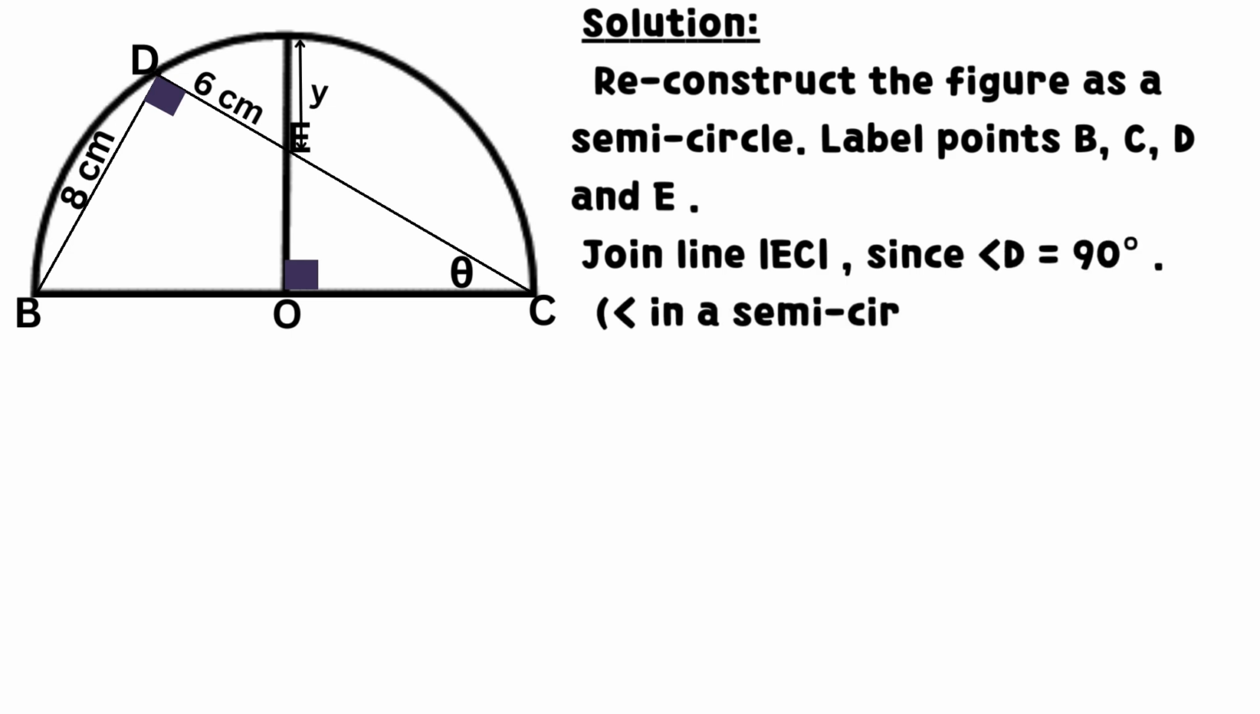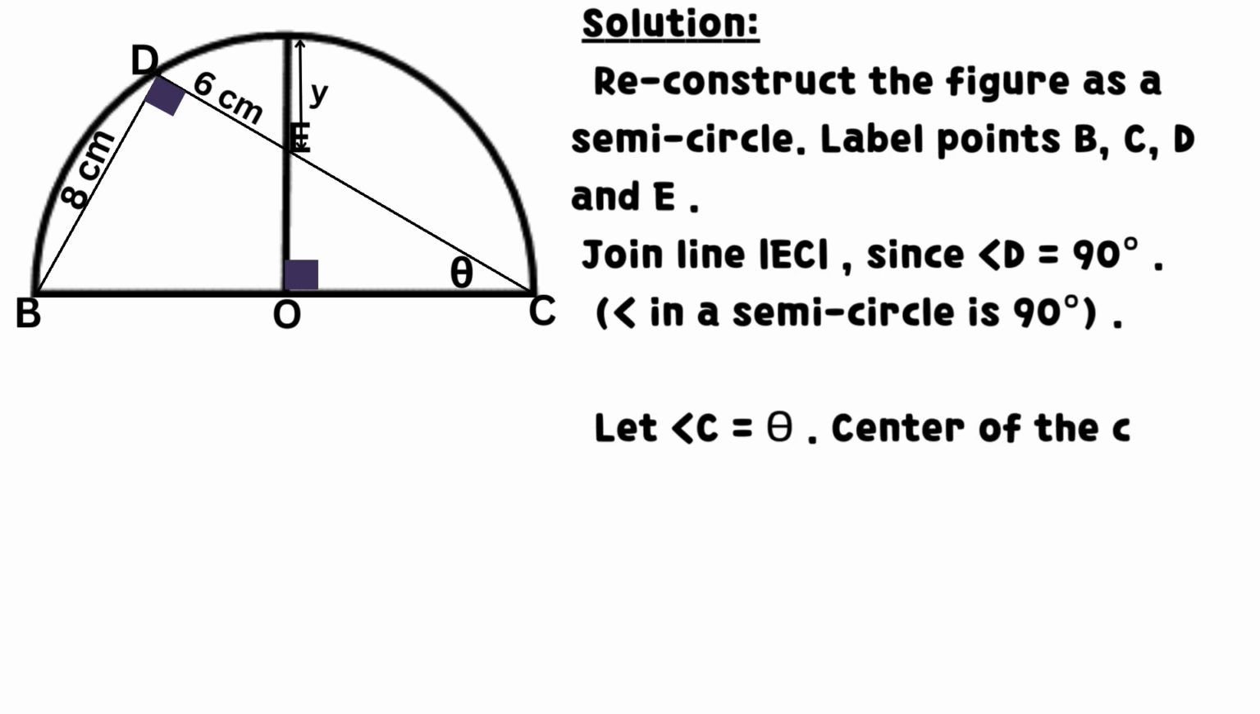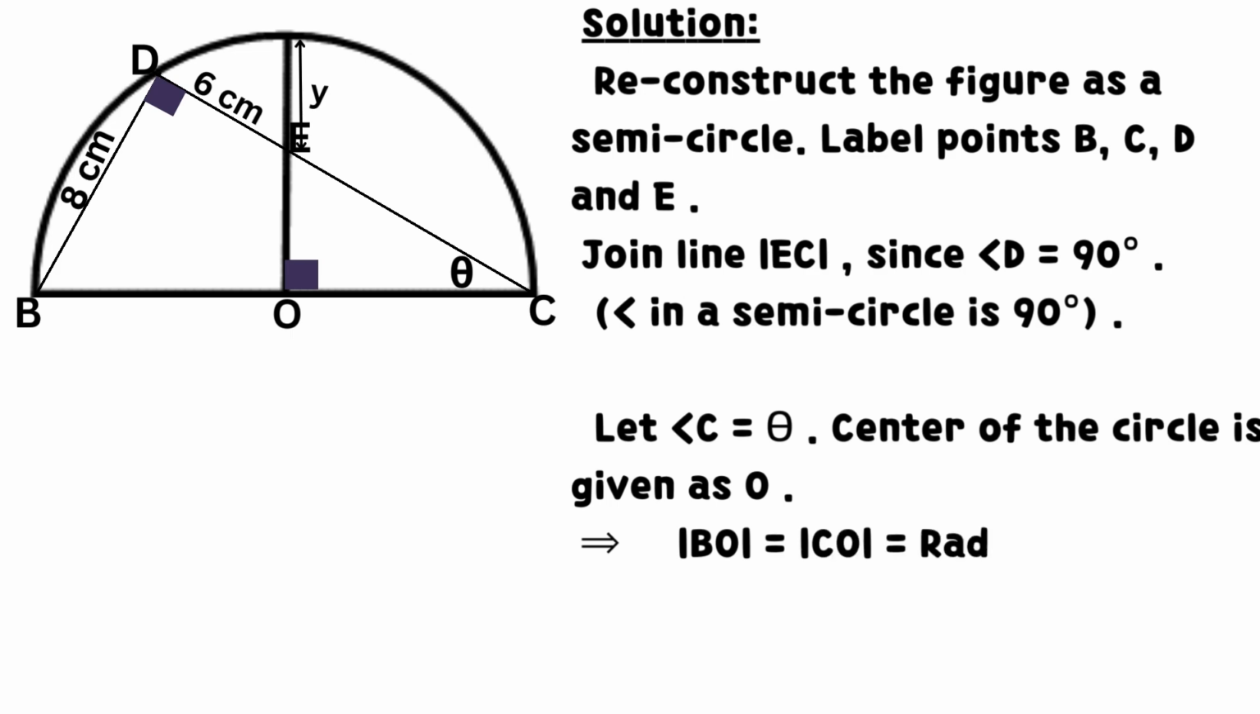Join line E, C. Since angle D equals 90 degrees, it is because the angle in a semicircle equals 90 degrees. Let angle C equal theta. The center of the circle is given as O. It implies that line BO equals line CO, which equals the radius, R, of the quarter circle.